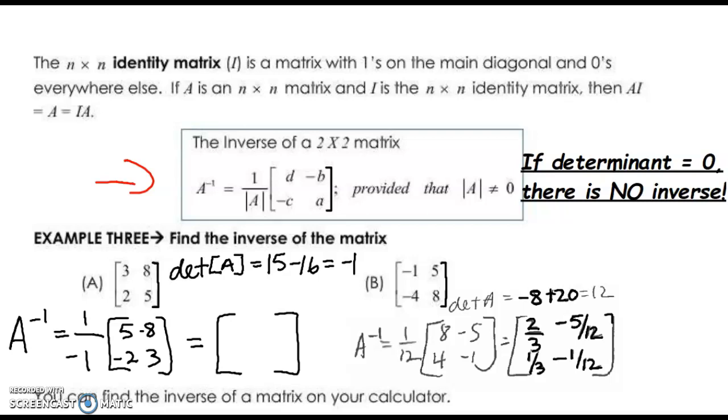To find the inverse of the matrix, you switch the A and the D locations, and you make B and C negative. They stay in the same place, but they become negative. And then you multiply by 1 over the determinant. I had to do this all by hand back in the day. If the determinant equals 0, then there is going to be no inverse.